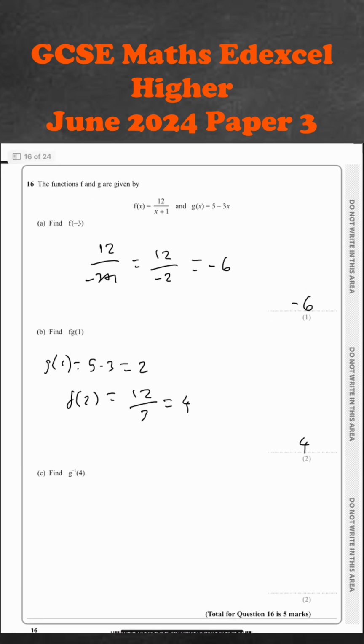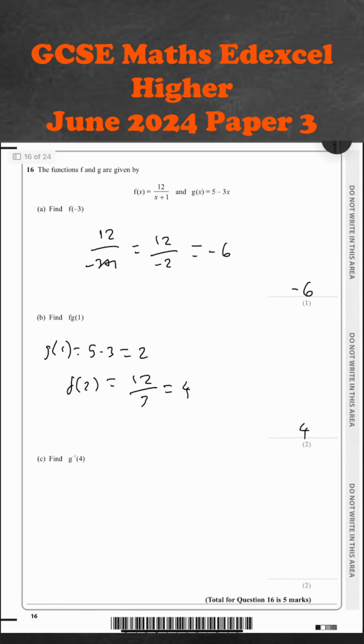And the third part is find g inverse of 4. I always like rewriting these. So we have g of x equals 5 minus 3x. I'm going to rewrite that as y equals 5 minus 3x. It's just easier for me to rearrange it like that.